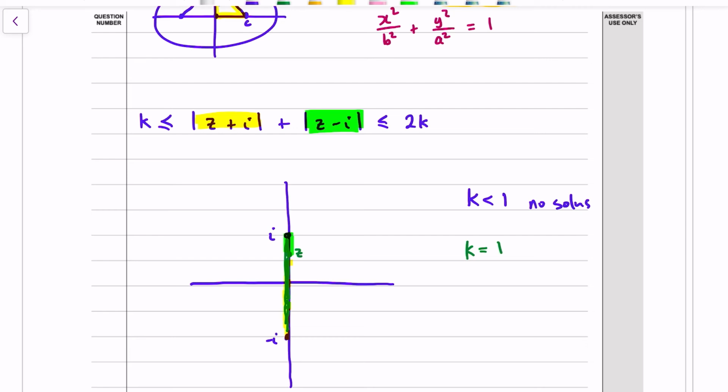So k equals 1 is a special case where the solutions to it, z is a purely imaginary number on the y-axis between negative i and i.